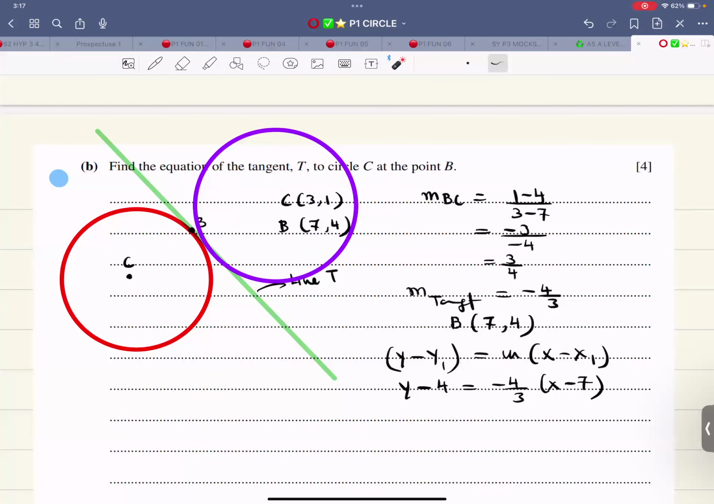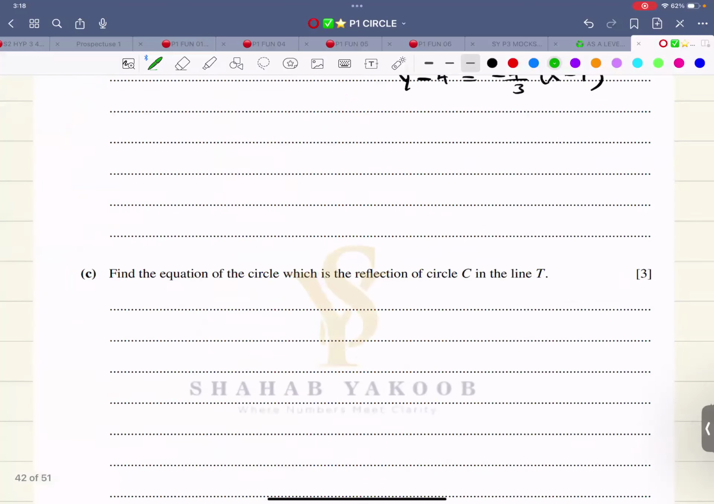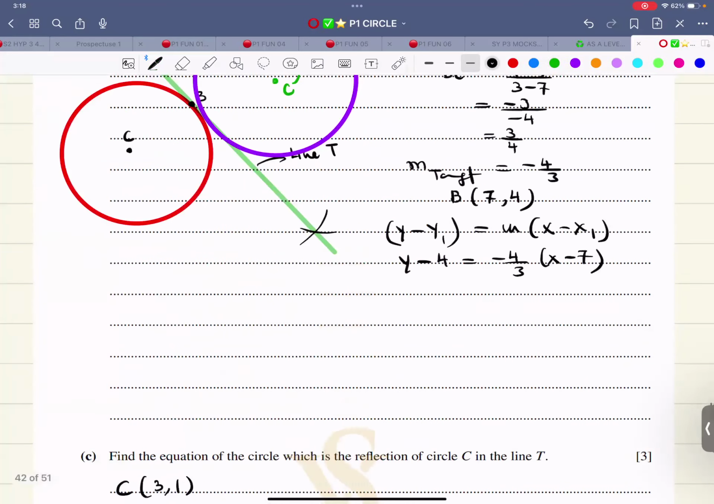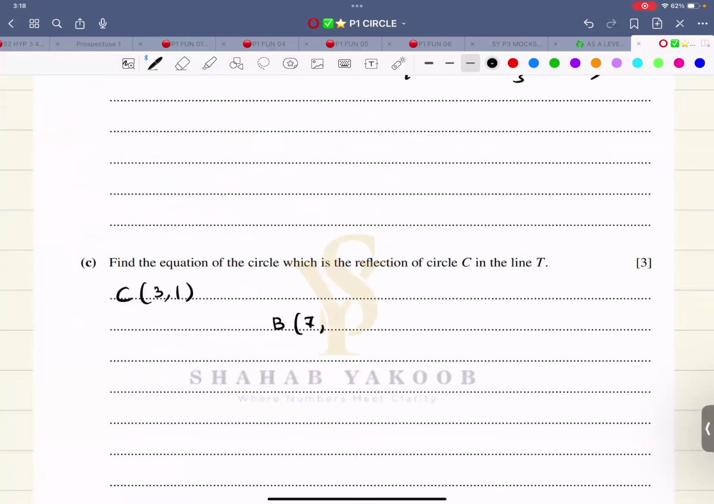So for reflection, we apply this knowledge that this thing over here would be the perpendicular bisector, like in the previous question. So let me label this thing and let me just erase this thing over here. And over here, this particular point is the new center. Let me call it C prime. So I have C, which is (3, 1), and I have the coordinates of B, which is (7, 4). And I have C prime, which is (x, y).